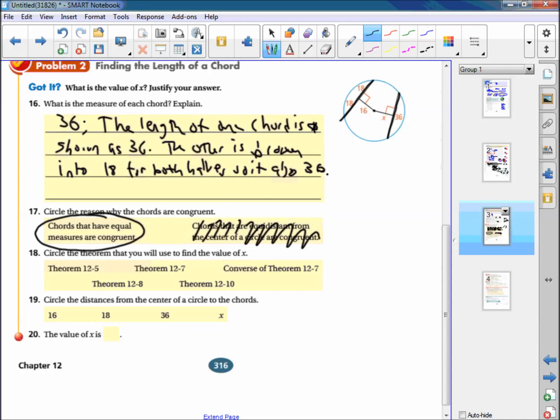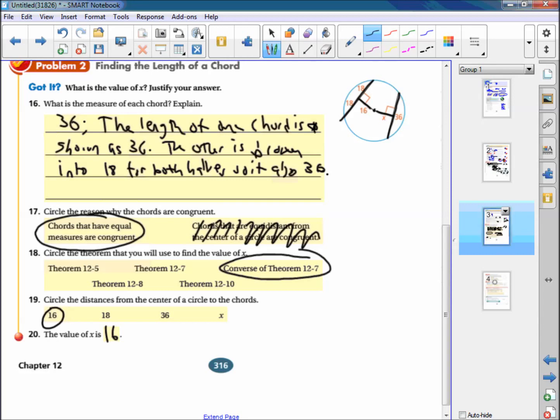Circle the theorem that you would use to find the value of x. So we're going to use the converse of theorem 12-7, which says that if two chords are congruent, then they're an equal distance from the center of the circle. So since those chords are congruent, these distances need to be equidistant. So this 16 should be the same as this 16. So circle the distances from the center to the chords. They're going to be 16. Therefore, the value of x should also be 16.